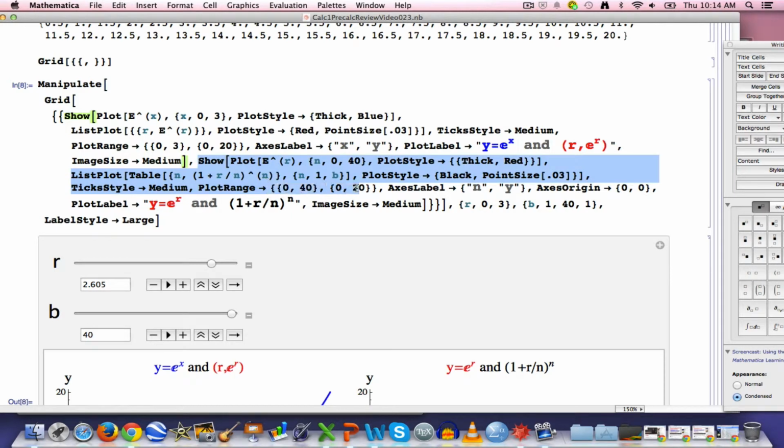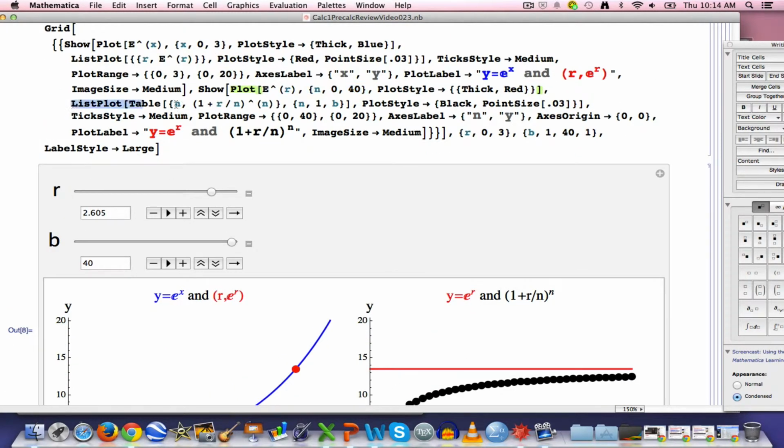Then the graph on the right comes from this stuff right here. First of all, I'm plotting a horizontal line at e to the r. This is going to plot a horizontal line as a function of n, if you will. And then, this is the hardest part of the code, making those black dots, comes from this ListPlot and Table. Table creates lists of things. In this case, it's a list of points of the form n comma (1 plus r over n) to the n power, as n goes from 1 to b, where b is the animation parameter, which can get as large as 40 here, and which is equal to 40 right at the moment. Table creates a list, and then ListPlot plots those points that are in that list. And again, the rest of this is formatting.